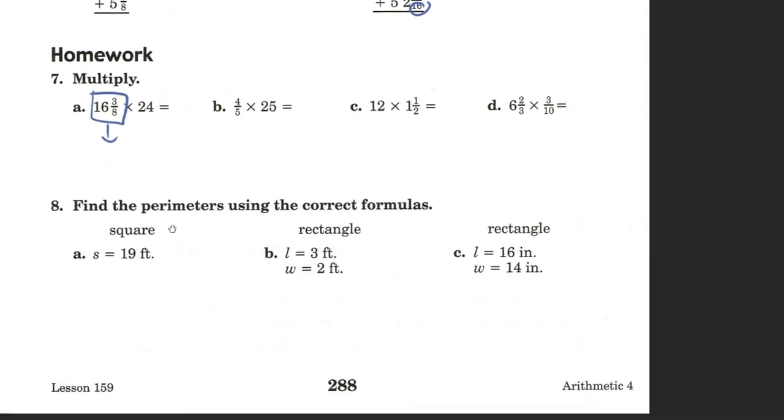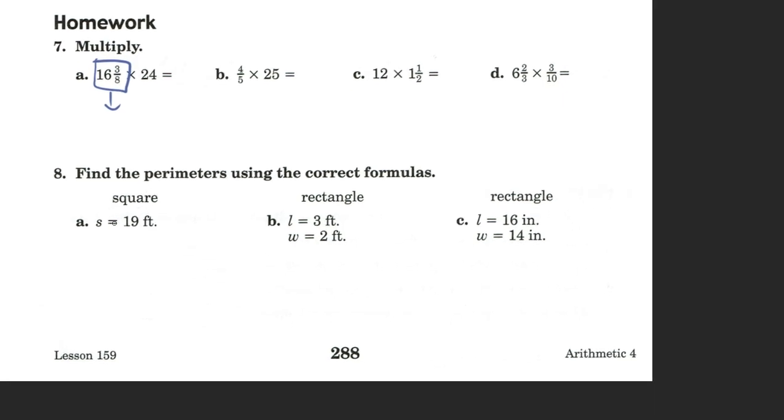Find the perimeters using the correct formulas. Remember, in order to find the perimeter of a square, perimeter equals 4 times s, one side, right? And the perimeter of a rectangle is perimeter equals 2 times the length plus 2 times the width.